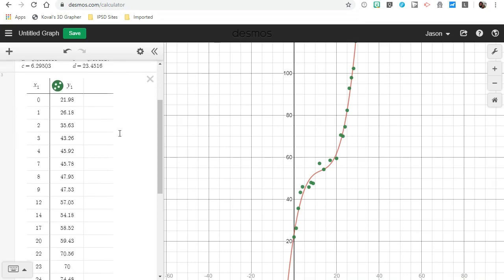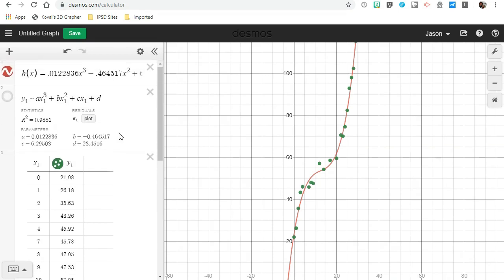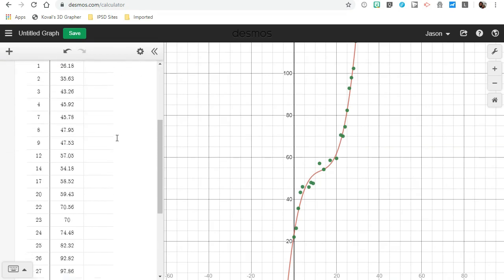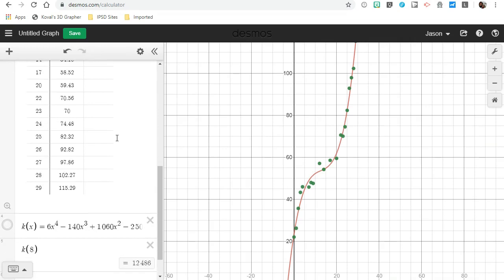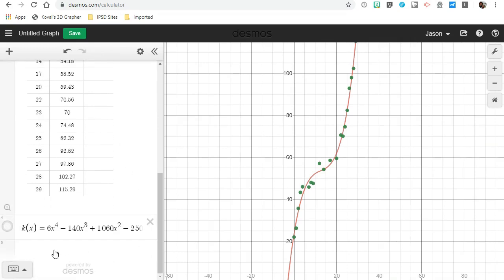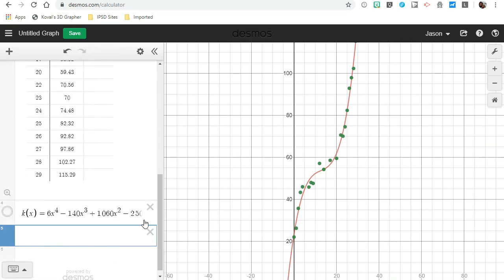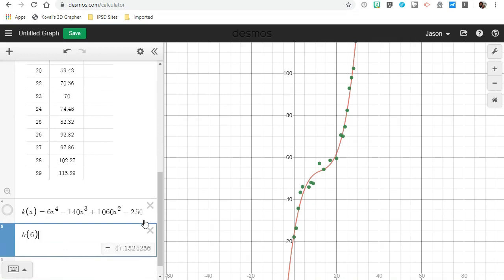So I can answer the questions accordingly. It's asking for the data in 1985. So if I'm looking at 1985, that would be when x is 6. So if I say h of 6, that'll give me the value of 47.152. So that is 47.15 cents per liter, so to speak. And so that's kind of what we have there. That would be the approximation.